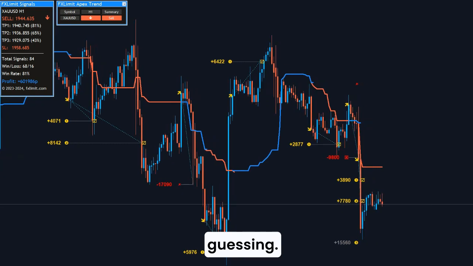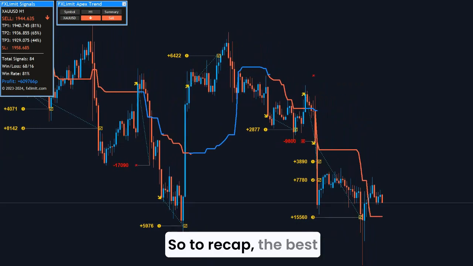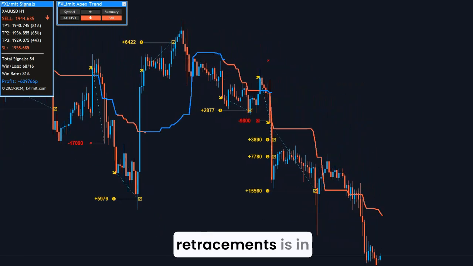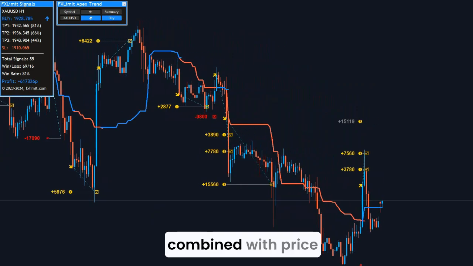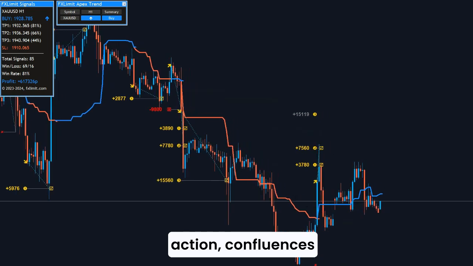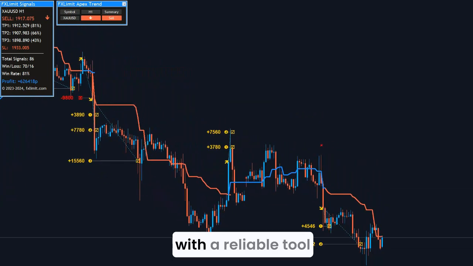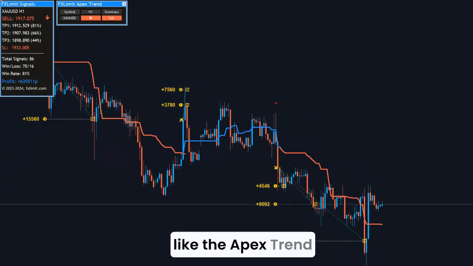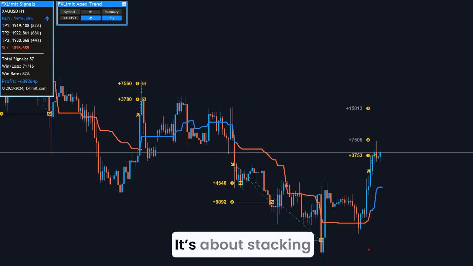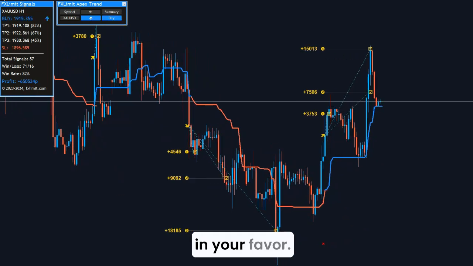No more second guessing. So, to recap, the best way to apply Fibonacci retracements is in trending markets, combined with price action, confluences like trend lines or support zones, and ideally confirmed with a reliable tool like the Apex Trend Indicator. It's about stacking probabilities in your favor.